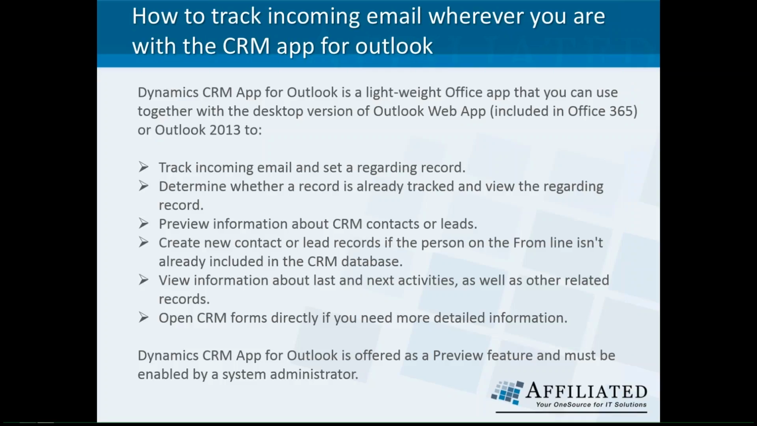Some things that are included in this Office web app, the Outlook web app, is tracking email and set a regarding record. Determine whether a record is already tracked or view that regarding record. Preview information about CRM contacts or leads. Create new contact or lead records if the person on the from line isn't already included. View information from last and next activities. Open CRM forms directly if you need more detailed information. You don't get every single function you get with the Exchange Outlook client, but you get a lot for something that you normally would have nothing, so it is a very nice addition.